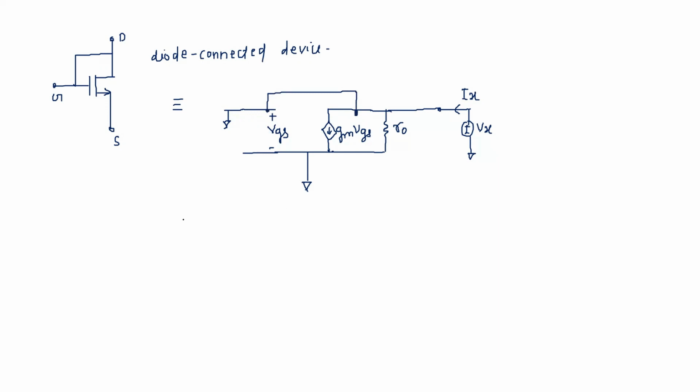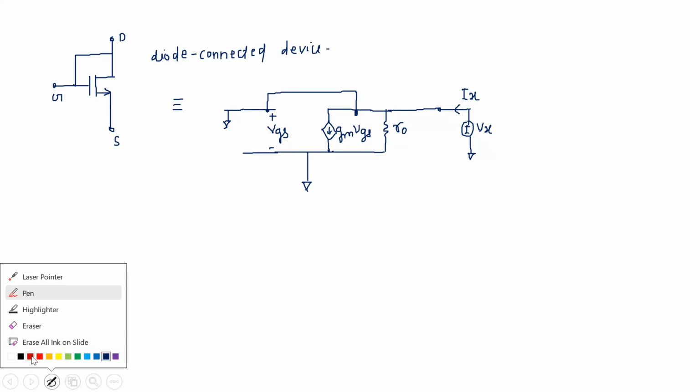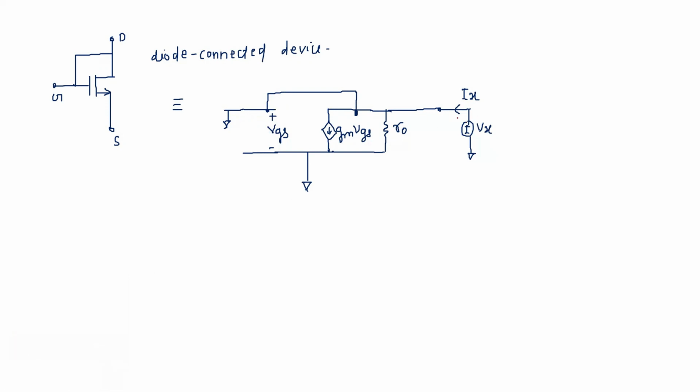So this is the small signal for this structure. If I want to calculate the ratio of Vx by Ix, we'll get the expression for the output impedance, or you can say the impedance from the side of the drain. So this is the impedance. This is nothing but Vx by Ix. So simply write the KVL here.